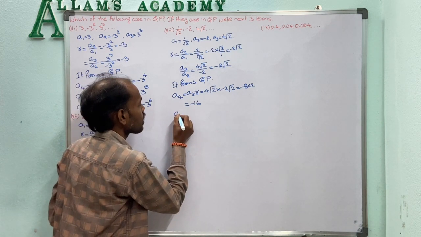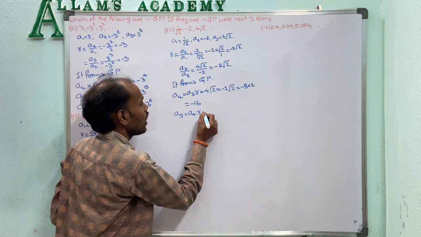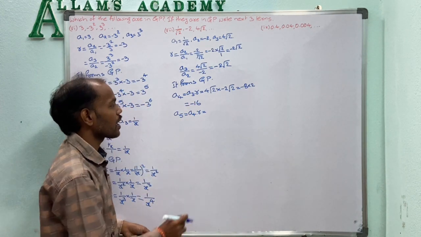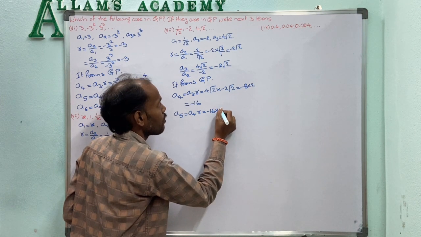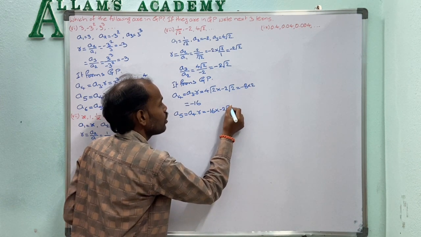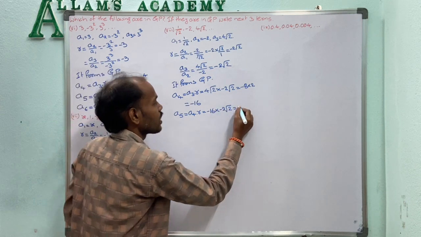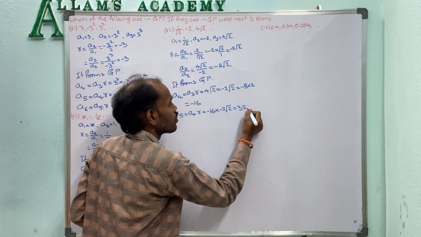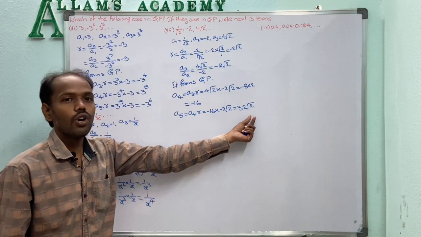Now the fifth term a5 is a4 into r, fourth term into common ratio. The fourth term is minus 16 into common ratio minus 2 root 2. So minus into minus is plus, 16 twos are 32, into root 2. So the fifth term is plus 32 root 2.